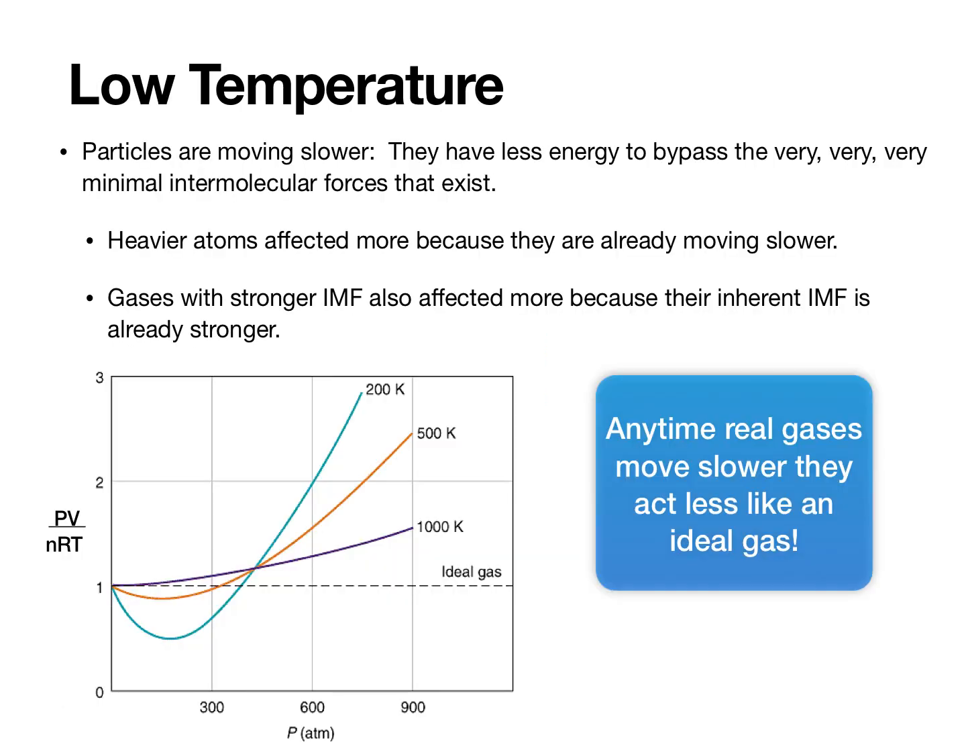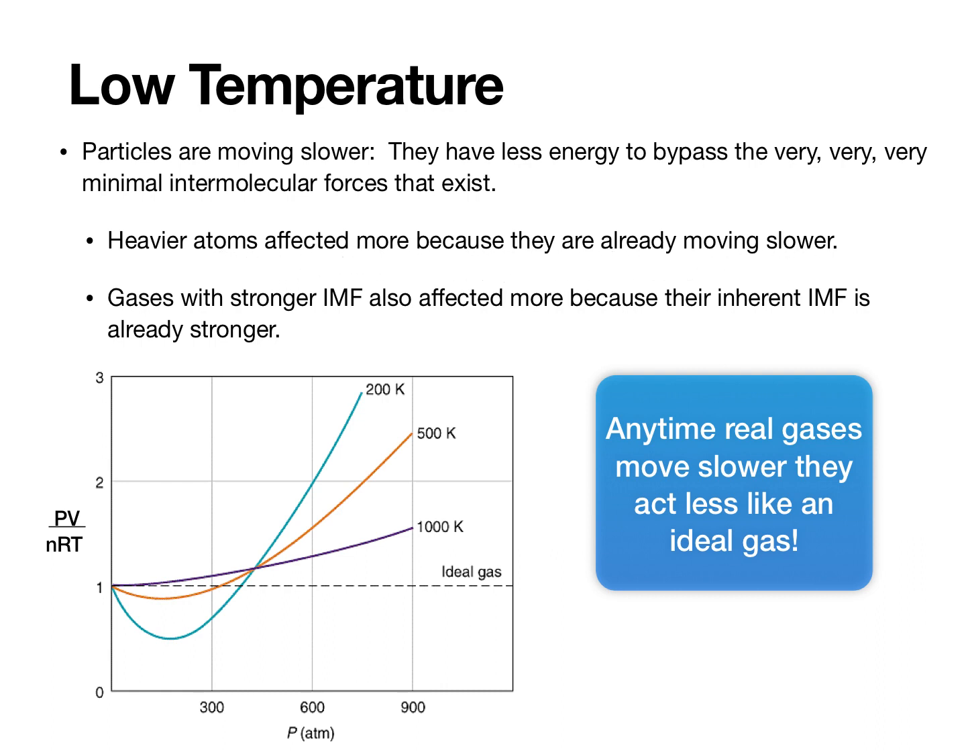Now what's happening at low temperatures? Well, as the temperature gets really, really low, as in we're approaching absolute zero, the particles begin to move slower and slower, and what this means is that they have less energy to bypass the very, very weak intermolecular forces that exist. At normal temperatures, it's warm enough for these intermolecular forces to basically be a non-factor, but at lower temperatures, we have less energy, and so those intermolecular forces begin to make a difference. Heavier atoms are affected more because they are already moving slower.